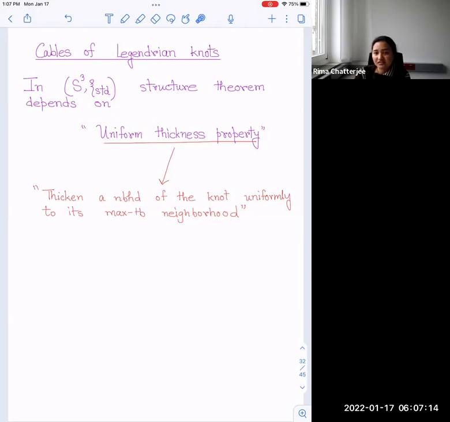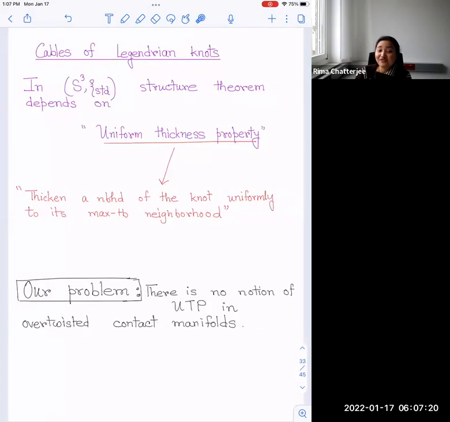So as you can see, the uniform thickness property is not really that common among knots. But what is our problem? Our problem is that we are in an overtwisted contact manifold. And in an overtwisted contact manifold, we definitely do not have any UTP because we do not have the Bennequin inequality. So we do not have any max TB, so there is no notion of UTP in an overtwisted contact manifold. So we cannot use the same techniques as in tight manifolds.